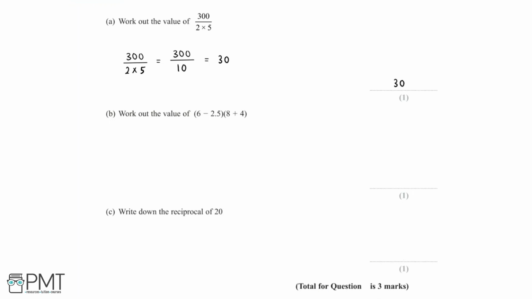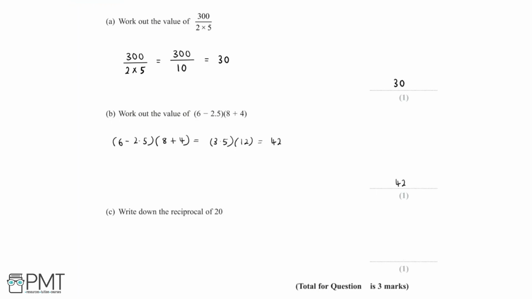Now in part B, we need to work out the value of 6 minus 2.5, all multiplied by 8 plus 4. Now let's start by simplifying. 6 minus 2.5 is equal to 3.5, and 8 plus 4 is equal to 12. And so we can say that this is equivalent to 3.5 multiplied by 12. Now we can put that into our calculator to get an answer of 42. And so we can say that 6 minus 2.5 multiplied by 8 plus 4 is equal to 42.